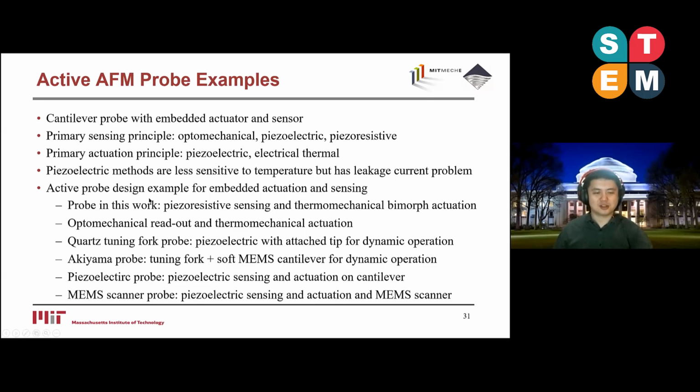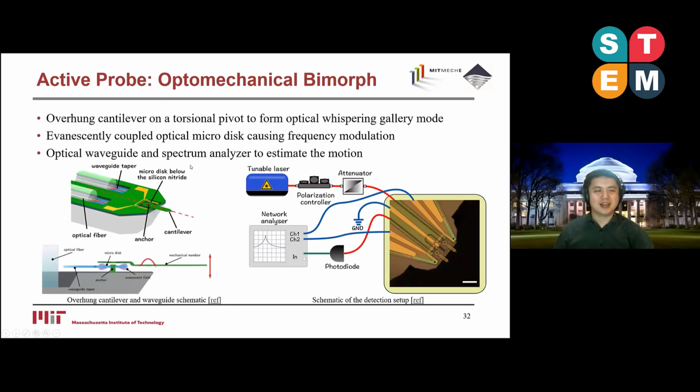So this slide is a lot of text, but we want to go into the details about how they're actually used in real designs. Let's take a look at the active probes with the pictures. We have the optomechanical bimorph sensing. So basically, the bimorph structure is similar to the one we mentioned before, but people use this optical evanescent coupled optical microdisc causing frequency modulation in this probe for the measurement of deflection.